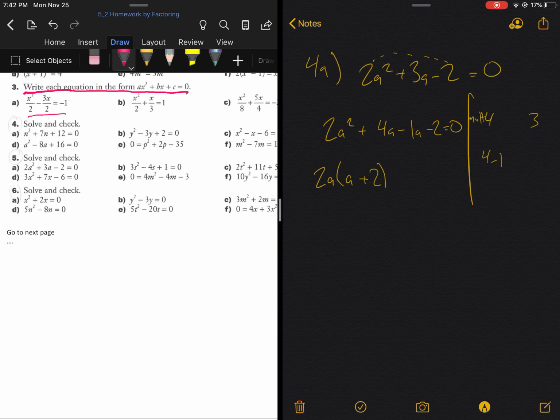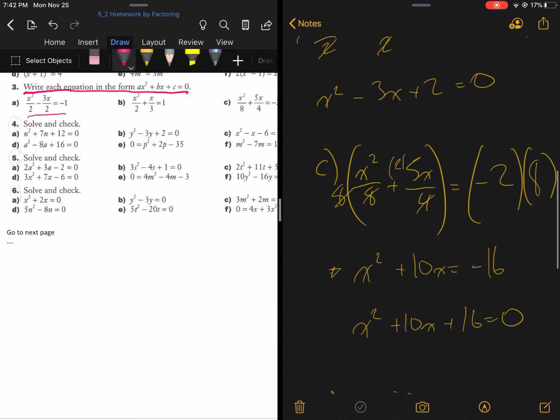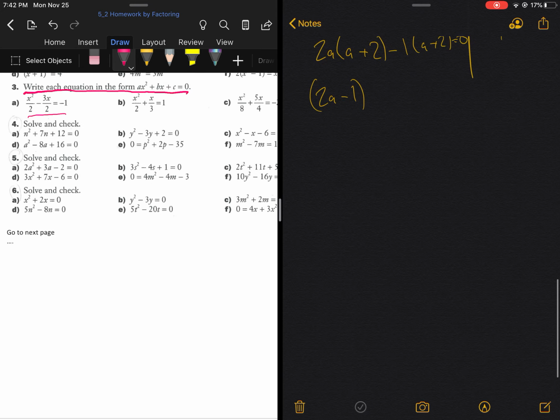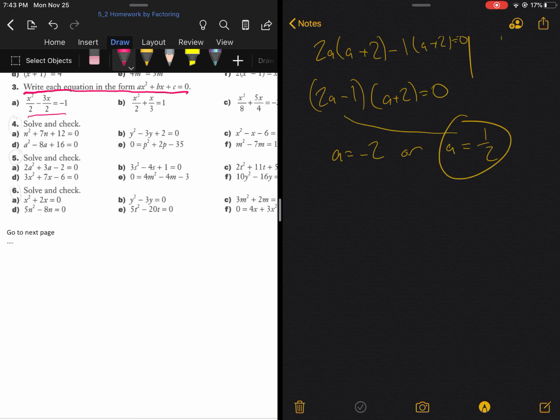And we're going to group them. Take away the 2a, we're going to have now a plus 2, minus 1, a plus 2. So what does that become? 2a minus 1 times a plus 2 equals 0. So a equals minus 2, or a equals half.